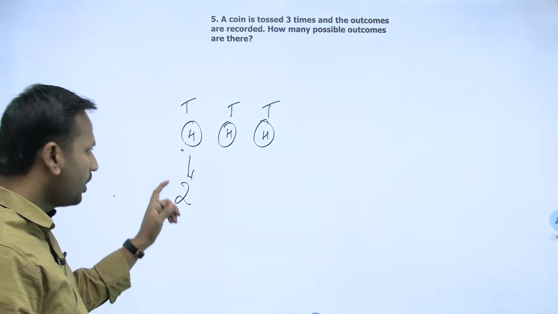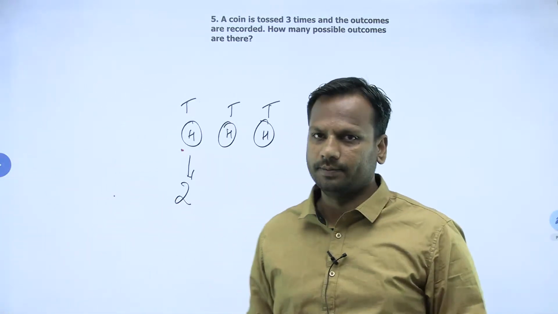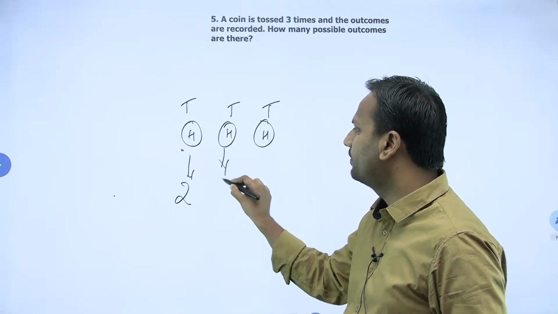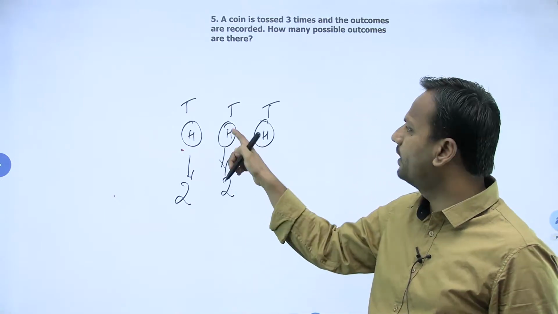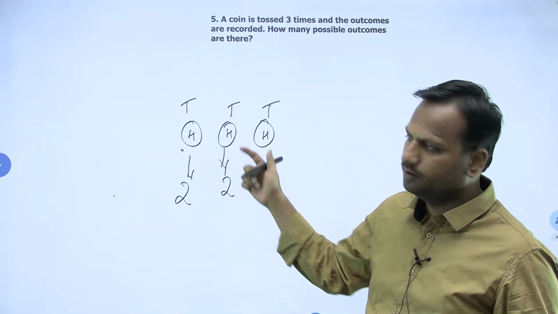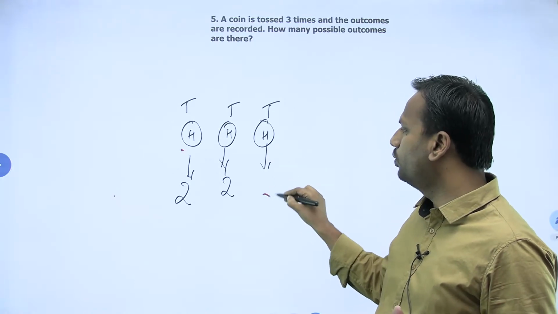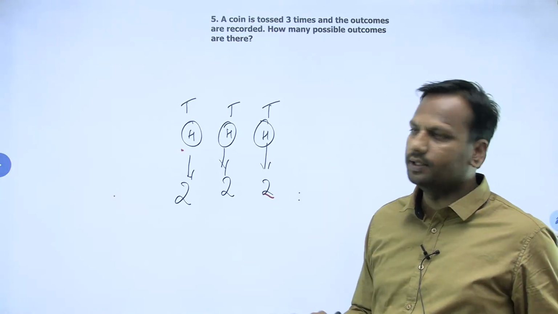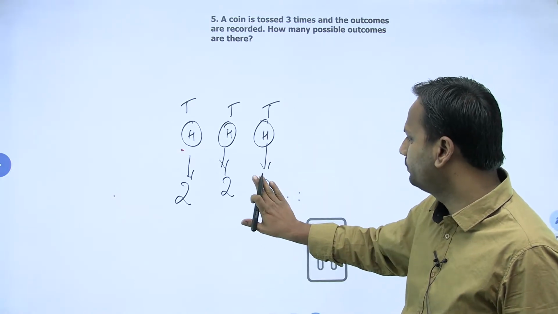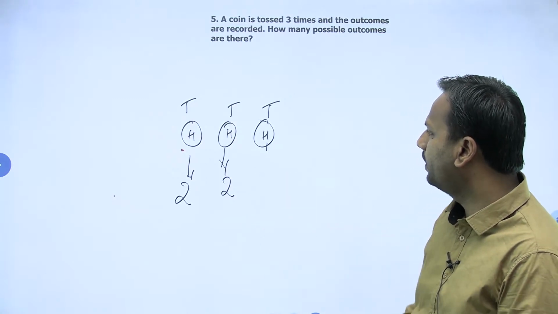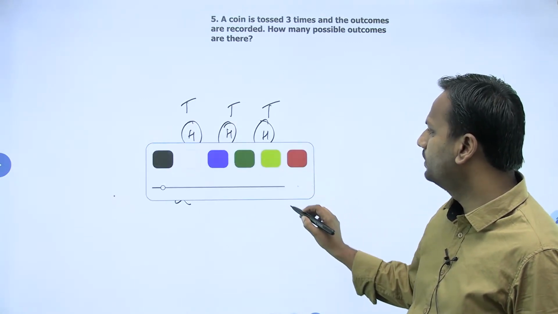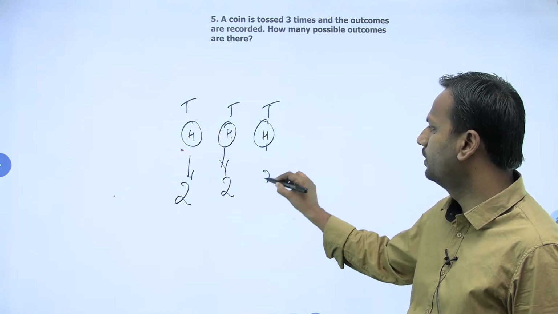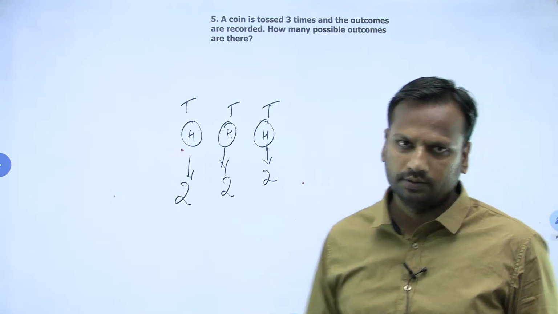2, right? Again, if you toss the same coin a second time, the possibilities of getting are how many? 2 ways. Either you may get head or tail in the second toss, right? Again, 2 ways you are getting in the third toss. Either you can get head or tail in the third toss, right?